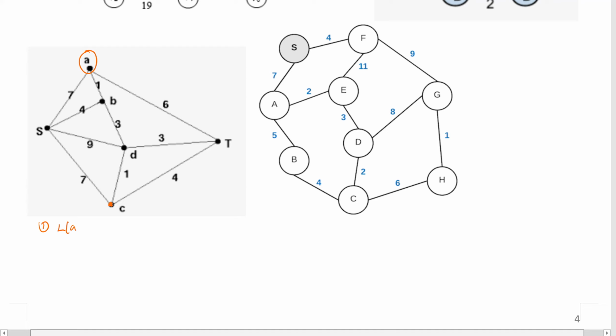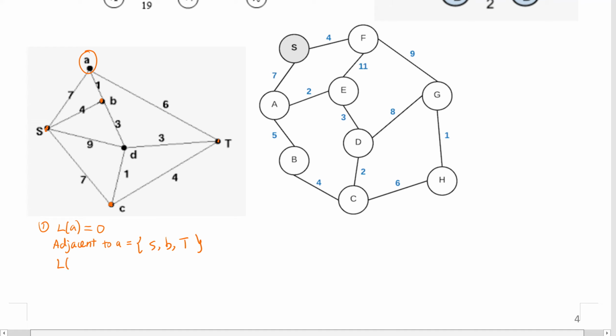First step, we label LA is 0. Okay, and all the rest is infinity. Then if it's infinity, you don't need to write it down because it will mess up our graph if we only have one graph. Okay, so LA is 0. That is the first step. And then you look at what are the vertices that are adjacent to A. Well, in this case, we have S, B, and T, right? So S, B, and T.